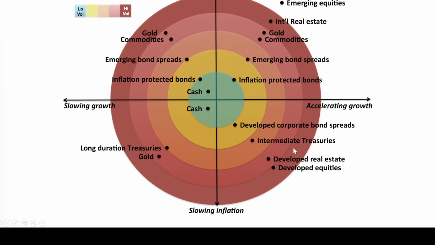As inflation increases due to the loaning in the system, generally driven by the real estate market, that's what drives all this. We go to an expansion phase. In that phase, you want inflation-protected bonds, emerging bond spreads, gold, commodities, international real estate, and emerging equities. Eventually, interest rates will go up, and you get a slowing of growth.